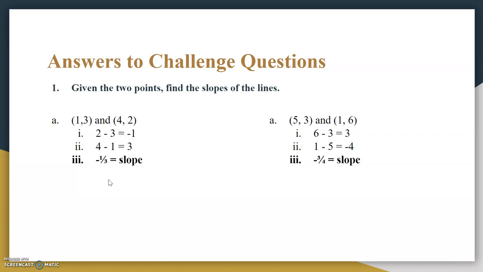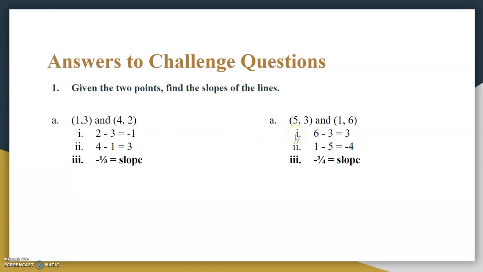Before we move on to the actual lesson, let's take a look at the answers to the challenge questions. Here, we are asked, given the 2 points, to find the slopes of the lines. Remember that the slope formula is the change in the y values over the change of the x values. So, taking a look at this one, let's do 2 minus 3 to get the change in the y values, which is -1. Now let's find the change in the x values. 4 minus 1, that is equal to 3. Now let's do -1 divided by 3 is equal to -1/3, and that is our slope.